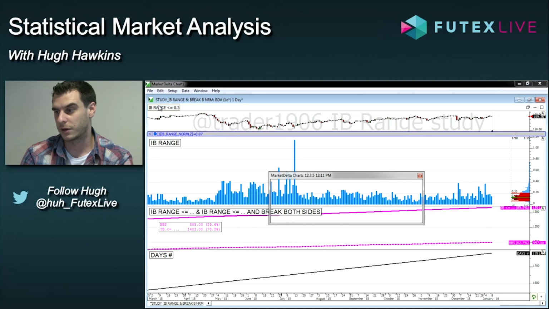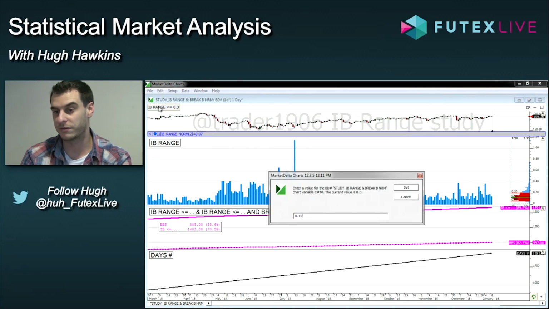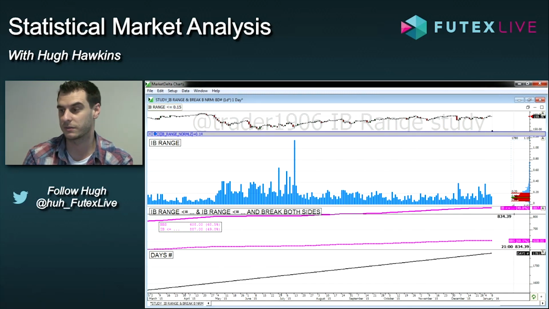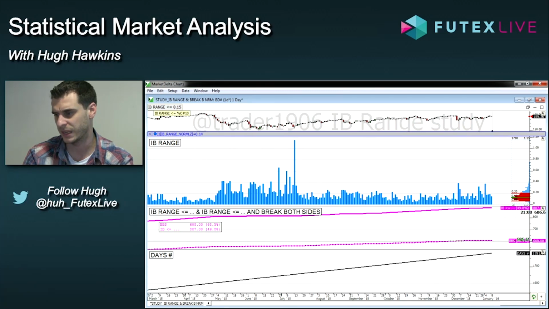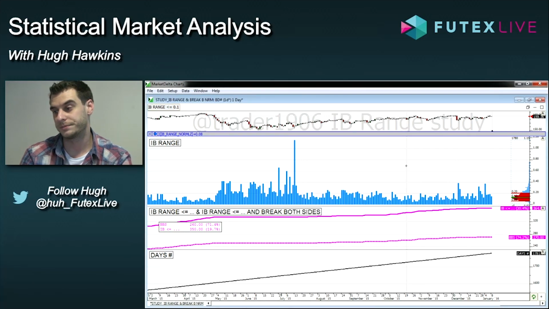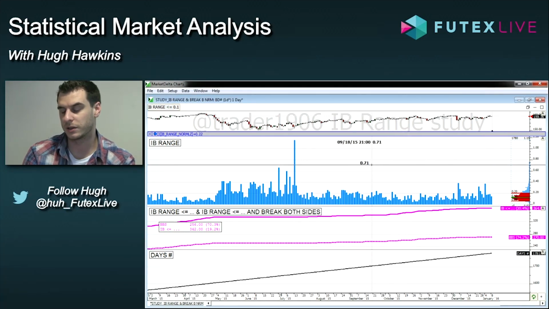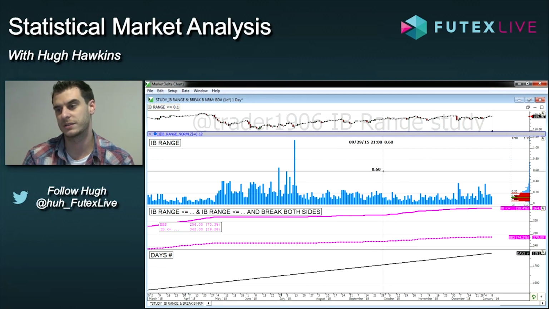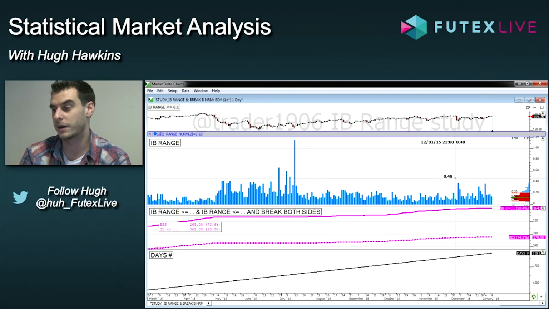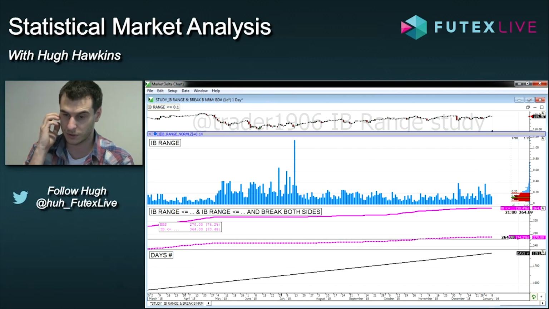So what if we go with 0.15 for now? So it's telling us that 50% of the time we're less than 0.15, and 70% of the time, or 68.5, we're breaking both sides. So maybe we want to try and pull that up a little bit more. So we say, okay, smaller than 0.1. I think that gives us a bit better edge to lean on. So if it's less than 0.1%, the range, then you've got a good chance that we'll break both sides there.